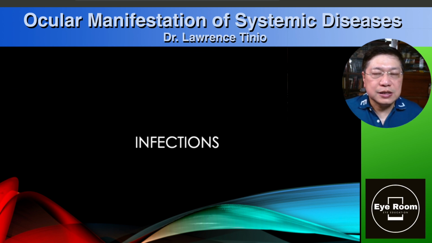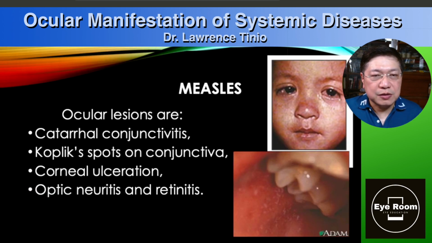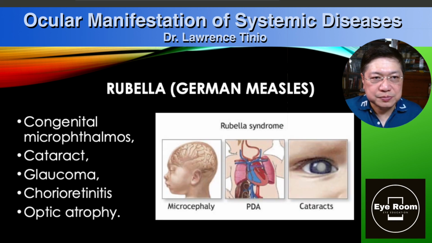Now let's talk about infections. Infections like measles usually affect the eye also. Usually the affected part of the eye would be the conjunctiva. There's going to be swelling. You'll probably have Koplik spots in the conjunctiva, similar to what you see inside the mucosa of the mouth. You may have corneal ulceration, optic neuritis, and retinitis, although the last two are not that common in measles. But conjunctivitis would be very, very common in patients with measles.